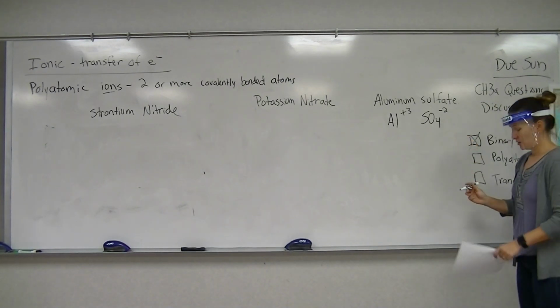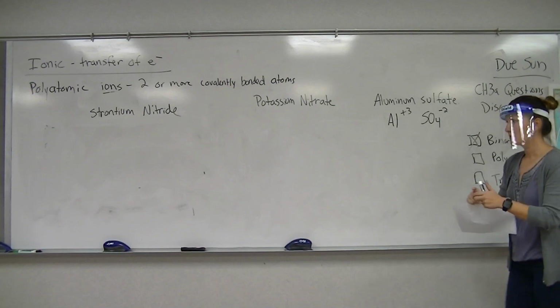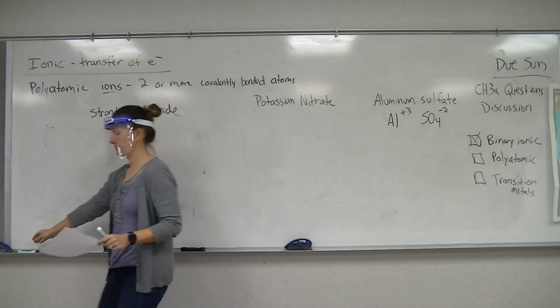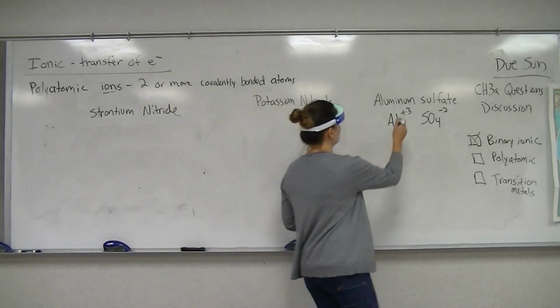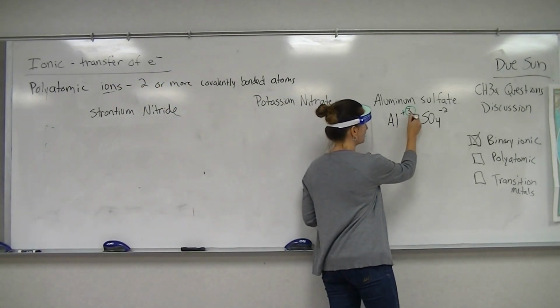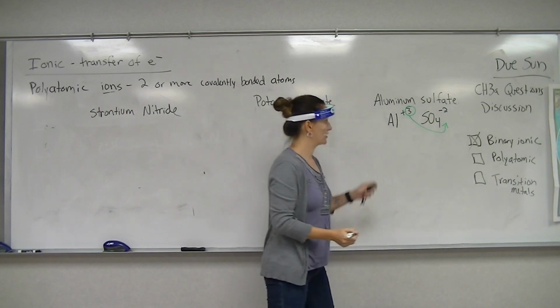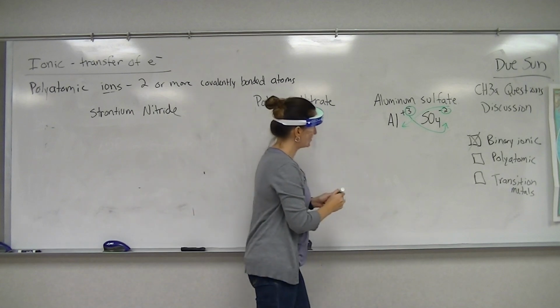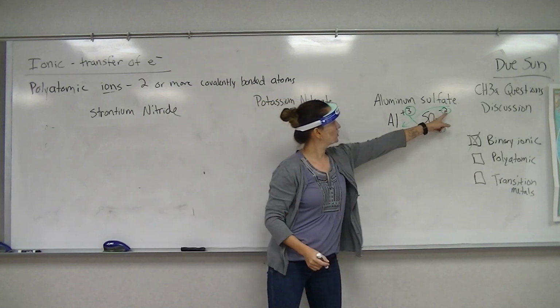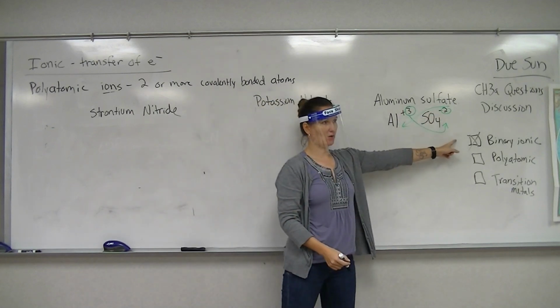Now, there are 2 ways that we did this last time. One was the crisscross method, where you take the number, not the charge, and it becomes the subscript on the opposite ion. Doing it this way, it tells me that I should have 2 aluminums and 3 SO4s.